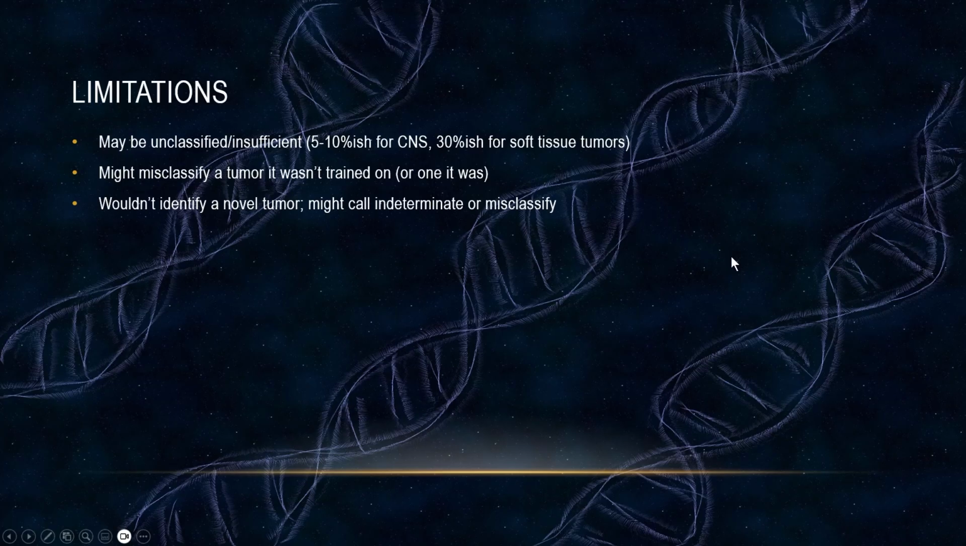It works well in a lot of cases, but there are limitations. It might be unclassified, insufficient, somewhere around 5 to 10%. It might misclassify a tumor it wasn't trained on. If you give it something that's not in the training set, you don't know what it's going to do. It could call it something that's in there that just happens to be closest when it's following the paths. It can also, I hear, do random things sometimes, and you always have to correlate it with histology and other molecular testing and IHC. And again, it wouldn't classify a novel tumor. Hopefully it would say unclassified, but it could potentially put it as something else.